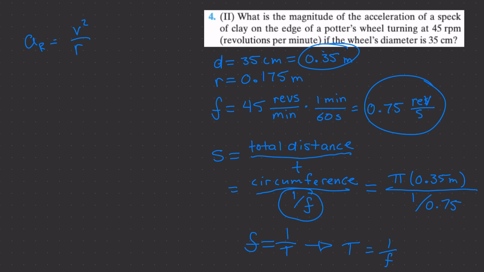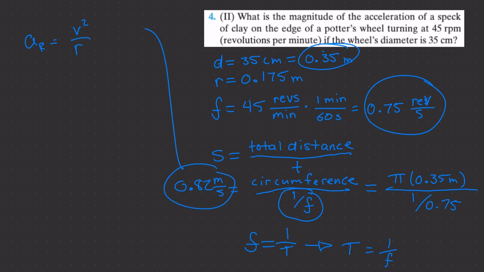Since I'm using a calculator, I can just plug this in and find that whole speed here. So give me a second. That's going to be pi times 0.35, and then I'm going to divide that by, in parentheses, 1 over 0.75. That's going to give me a speed of about 0.82 meters per second.